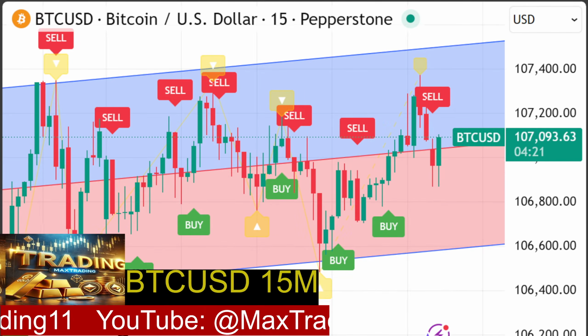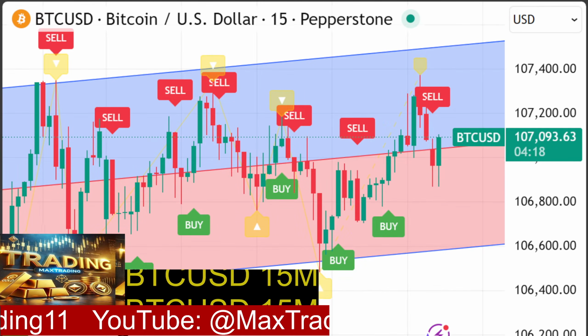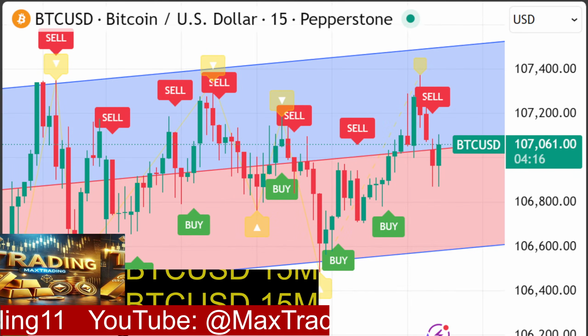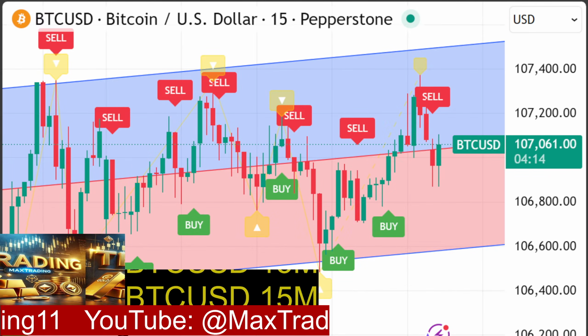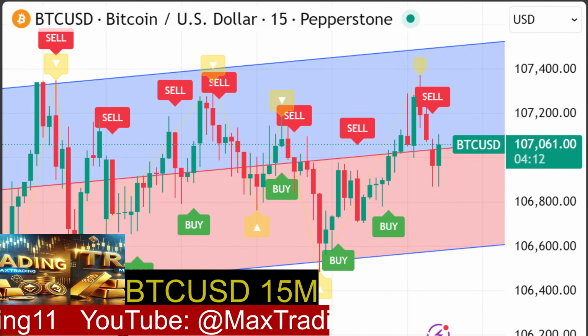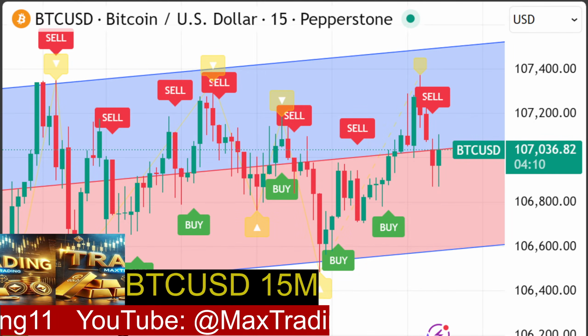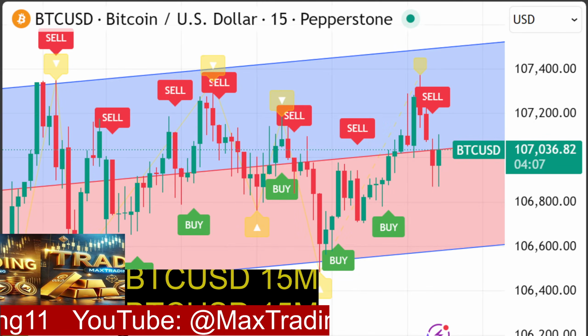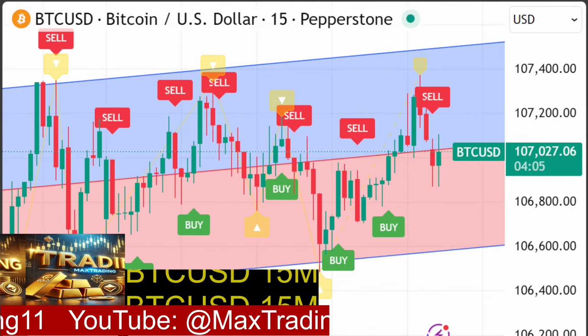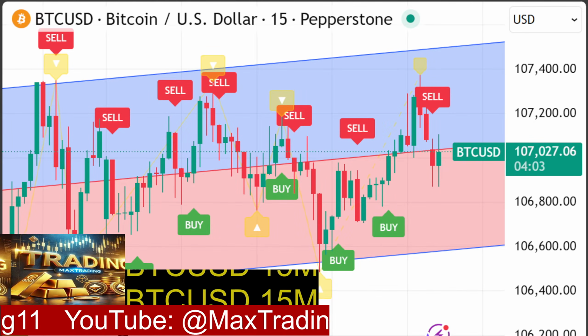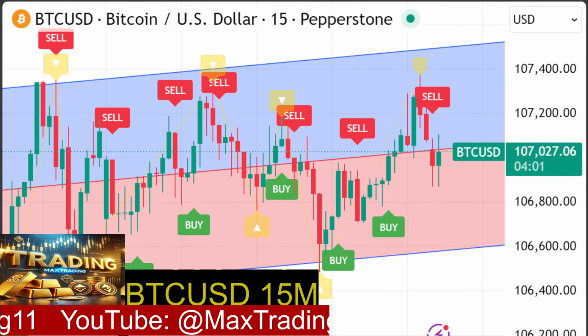The rhythm of the channel combined with the measured timing of zigzag swings teaches patience. It reminds the trader that price needs time to develop structure. Acting too early disrupts synchronization with the market's natural flow.